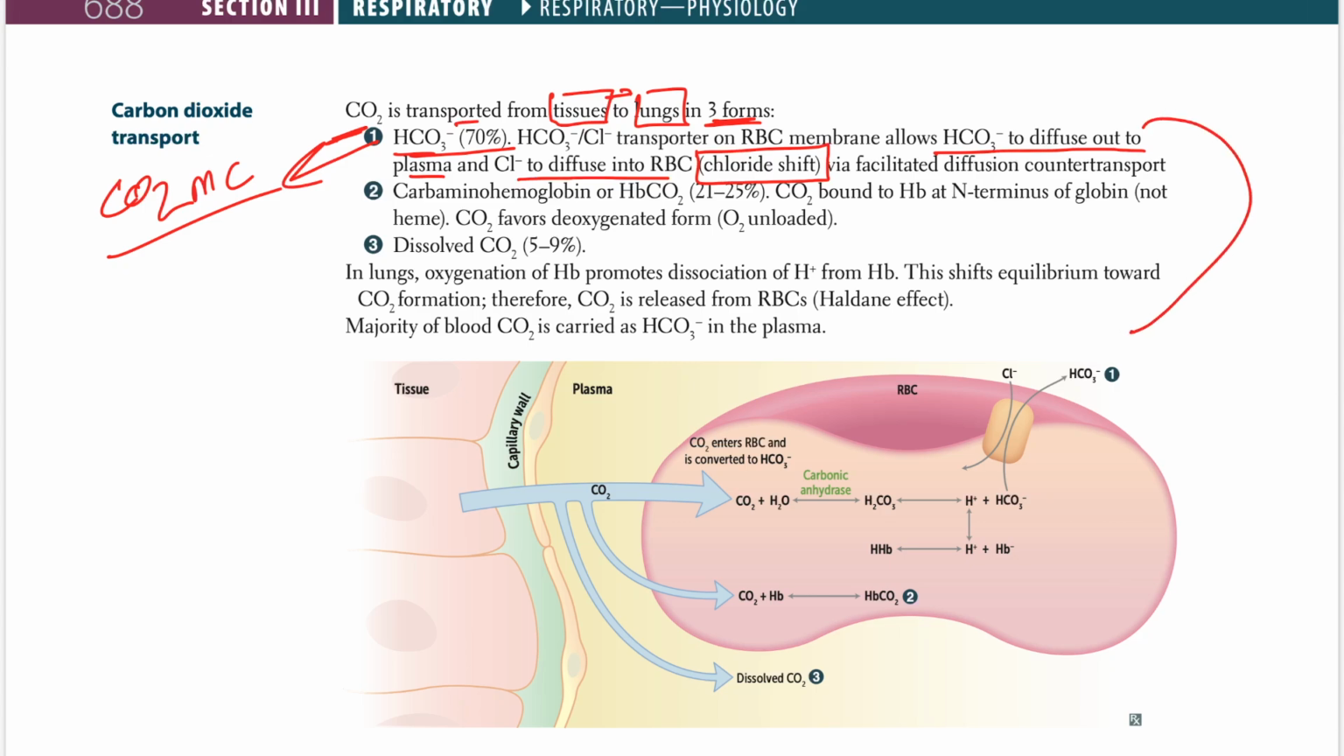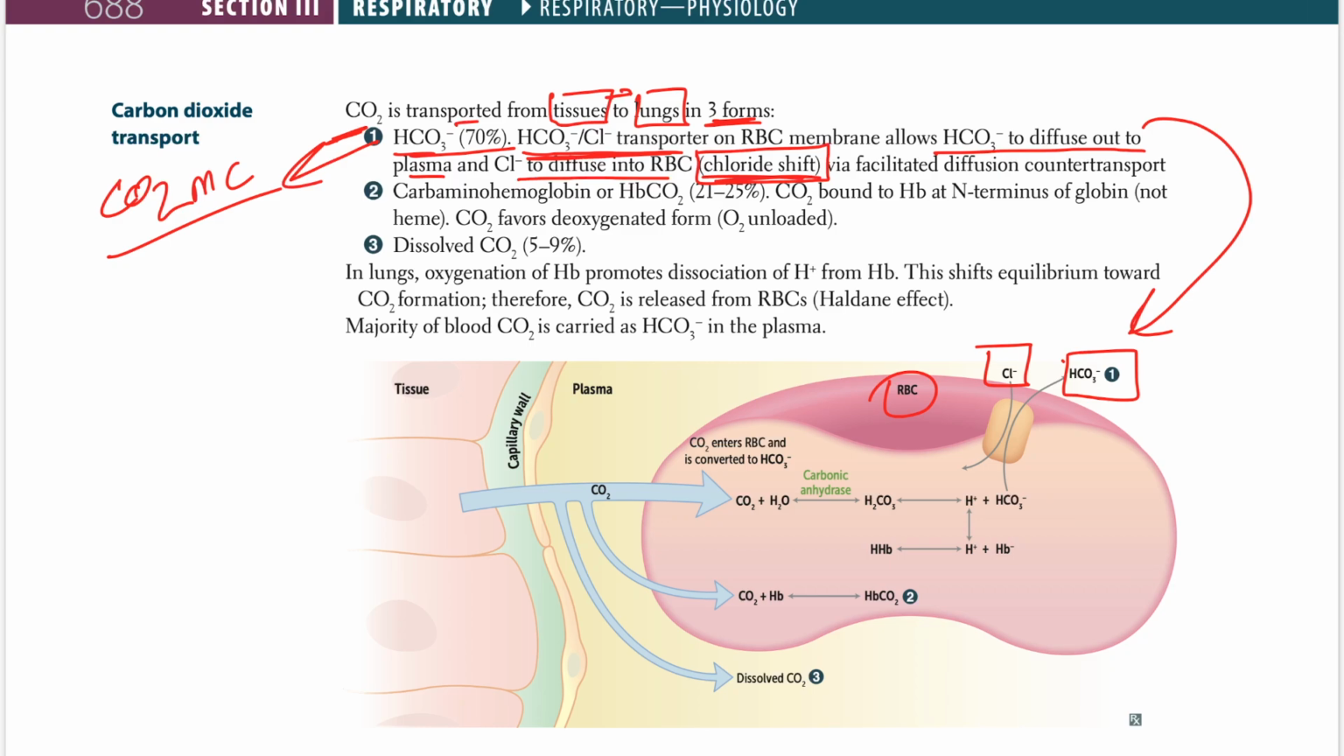So that is depicted right here. If you look here, what are you seeing? The bicarb is going out, and the chloride is coming in to the RBC, and this is known as the chloride shift, and that is done through this channel, which is the bicarb chloride transport channel on the RBC surface.